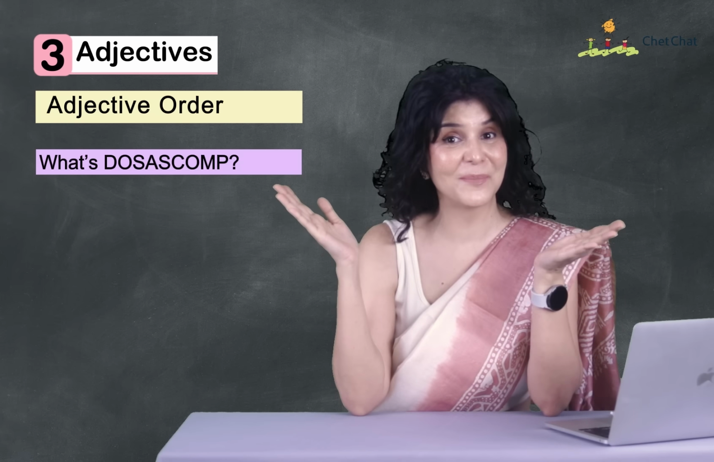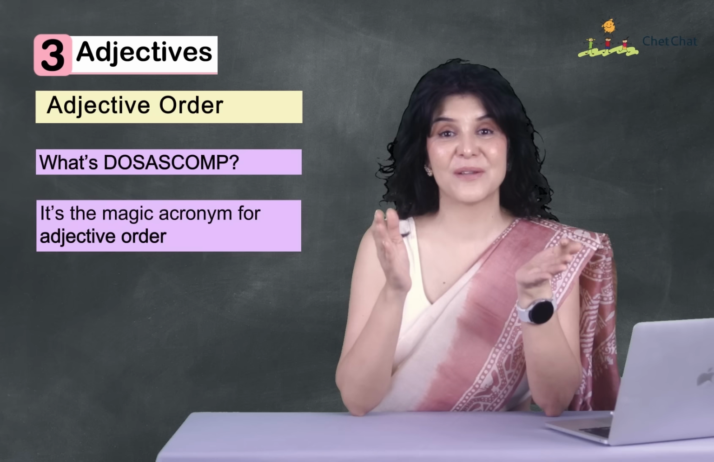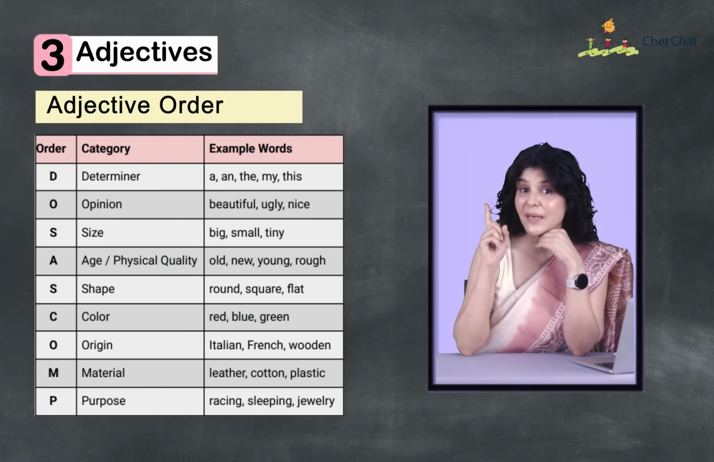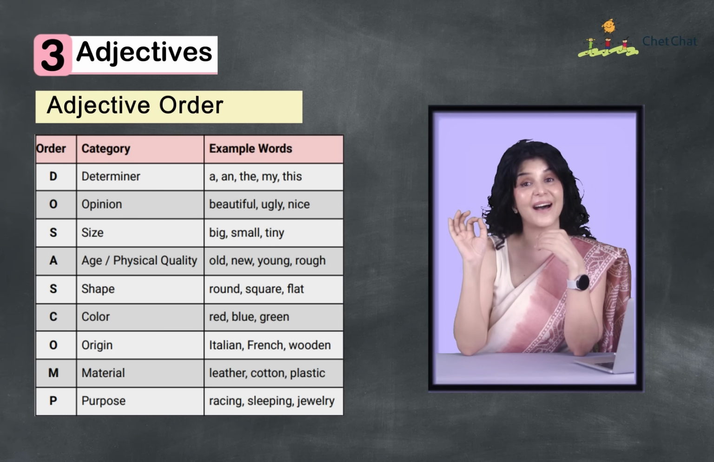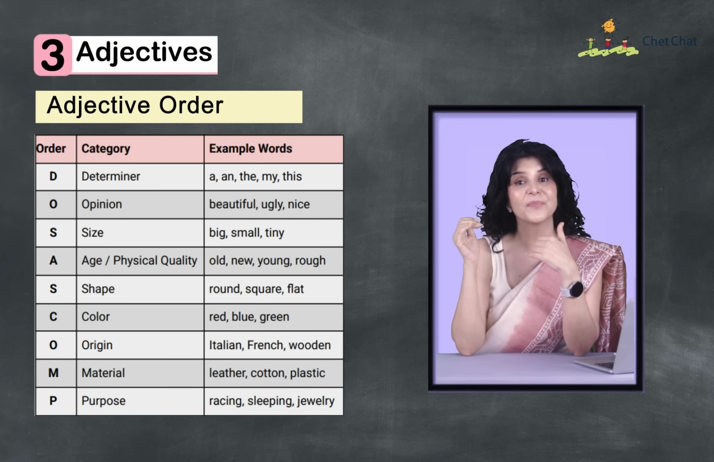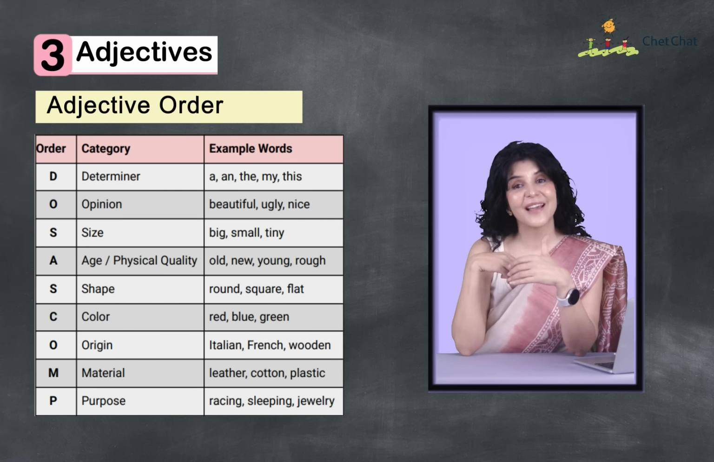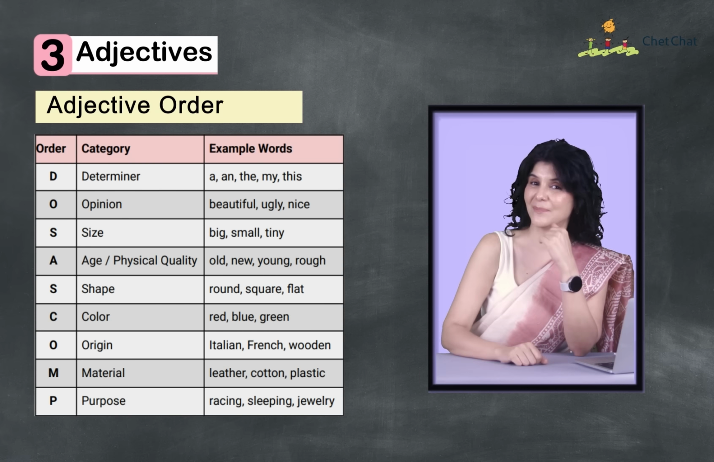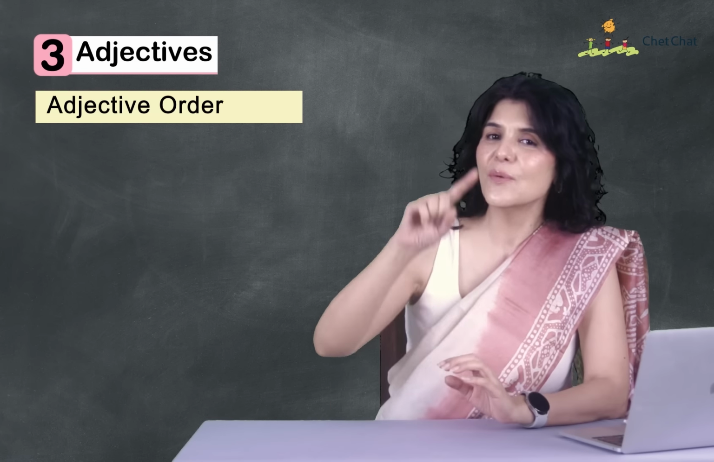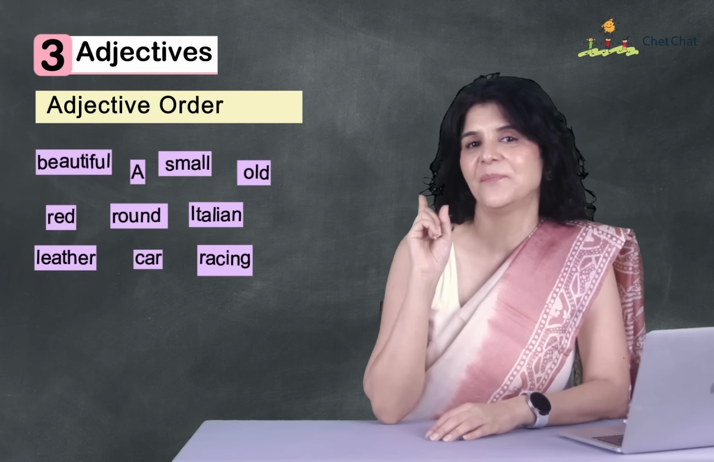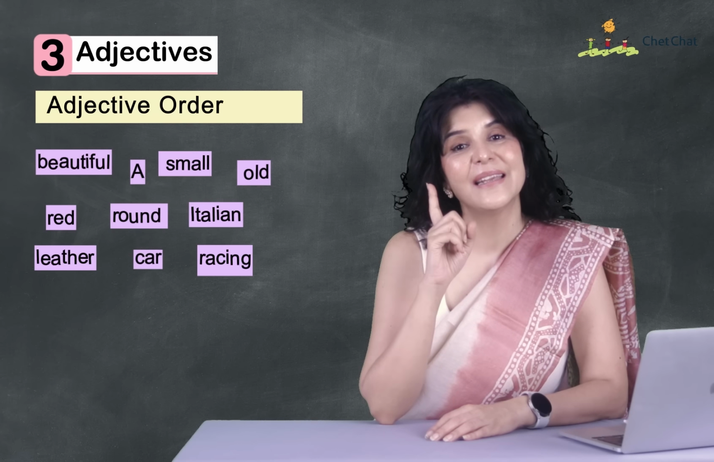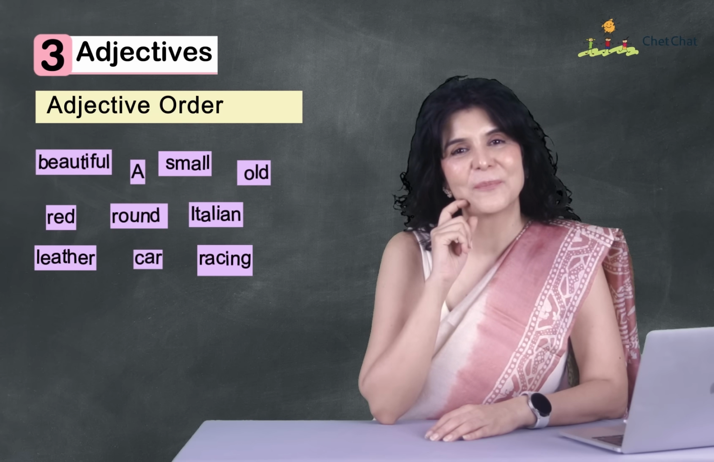What is DOSA's COMP? It's the magic acronym for adjective order. Here's what it stands for: Determiner, Opinion, Size, Age or physical quality, Shape, Color, Origin, Material and Purpose. Let's play a game. Let's look at the earlier example. Can you arrange these words correctly? Here are the words on your screen, and tell me, how does it fit into DOSA's COMP?